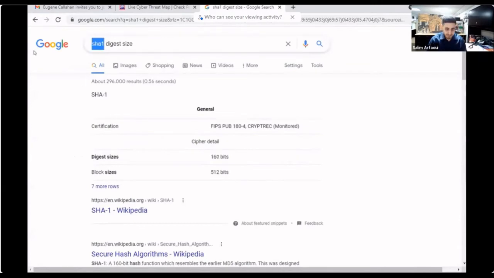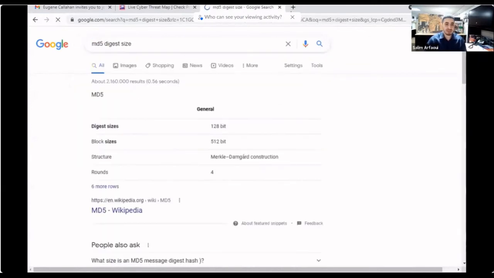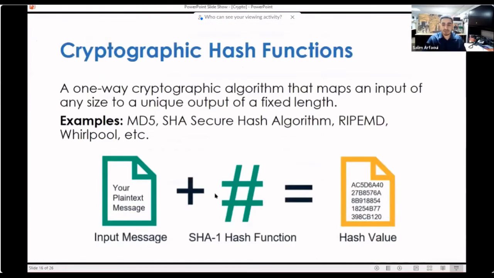Let's see MD5. So MD5 is just another hashing function. It generates a 128-bit fixed size digest. And it makes sense because you're trying to compress your input, because one of the main purposes of hash functions is to generate digital signatures. So you don't want a signature that is of a big size, right? So 128 bits is an acceptable size for a digital signature.